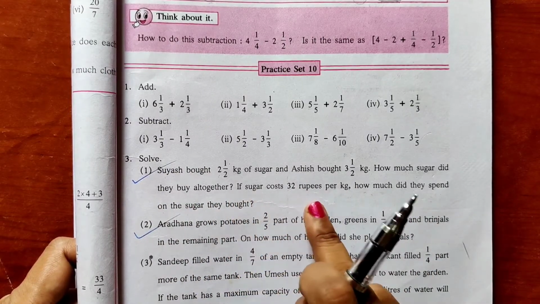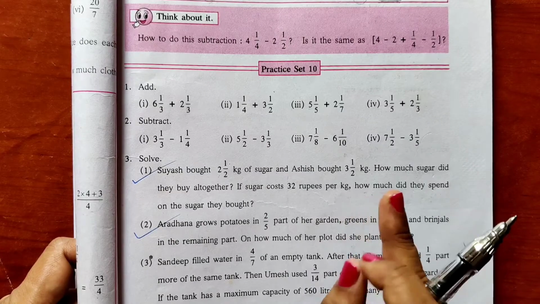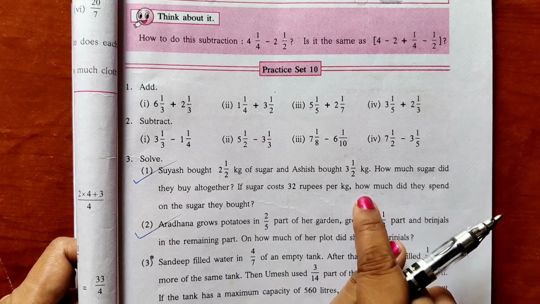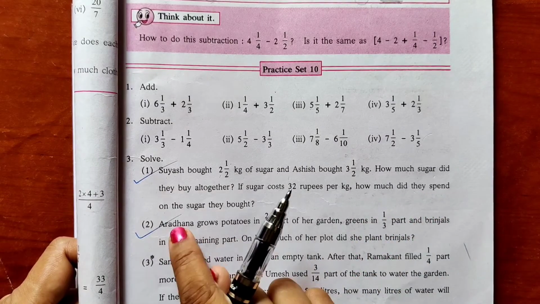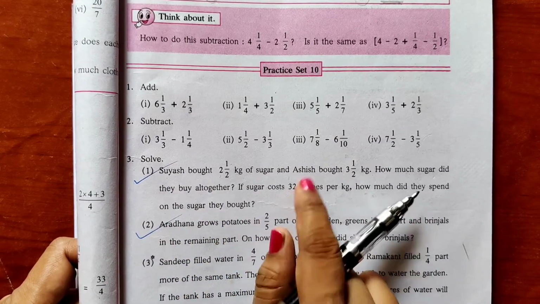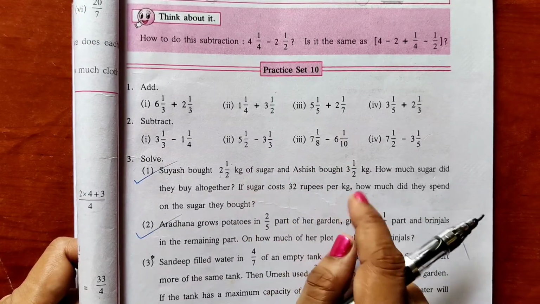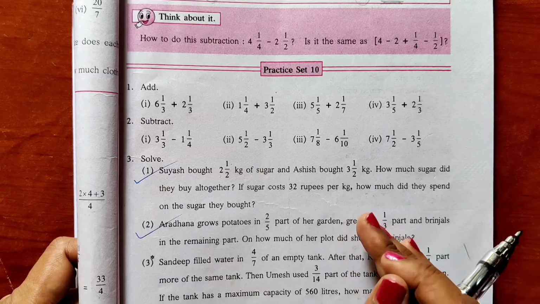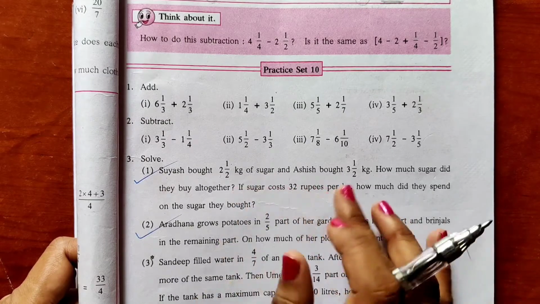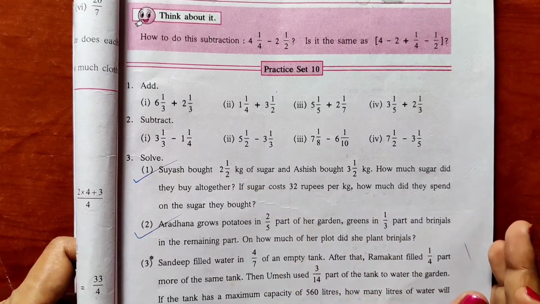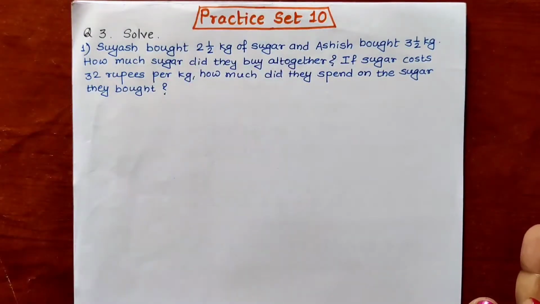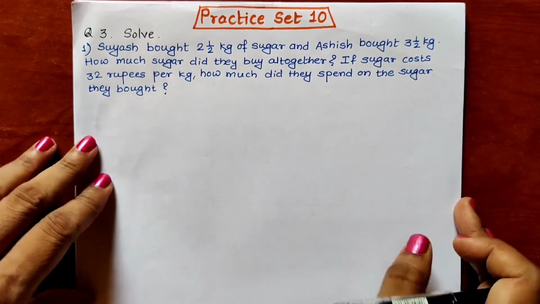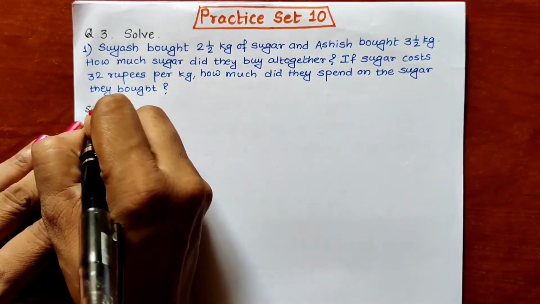Now, what is given next? If sugar costs 32 rupees per kg, that means the cost of 1 kg sugar is 32 rupees. We will have to find out how much did they spend on the sugar they bought. First we have to find out altogether how much sugar they have bought and how much money did they give to the shopkeeper for their sugar. So let us see how to solve this sum. I have written the question as it is on my page. Now let us start the solution.